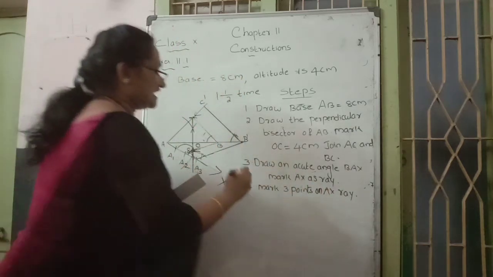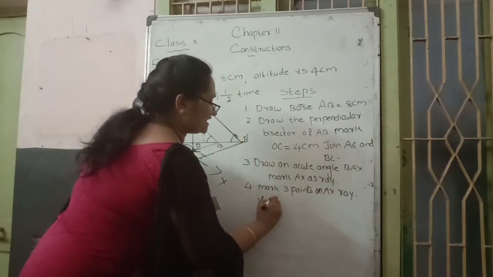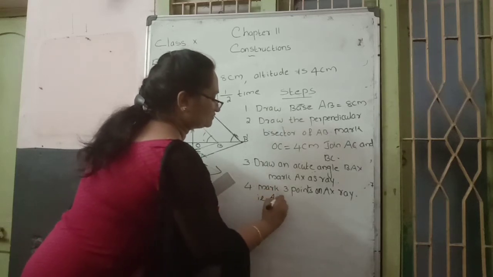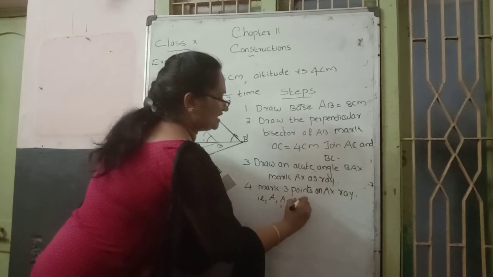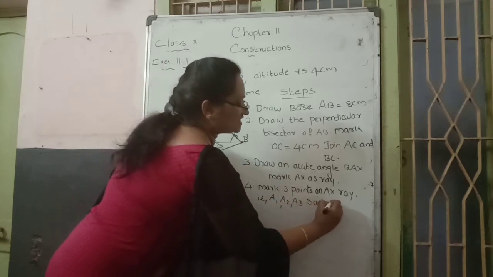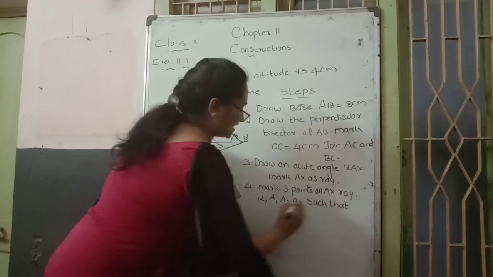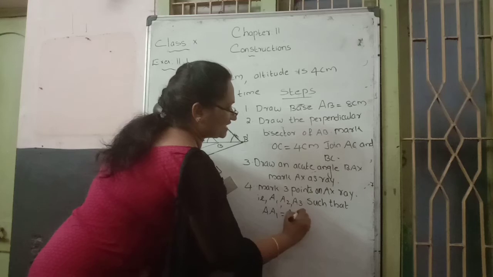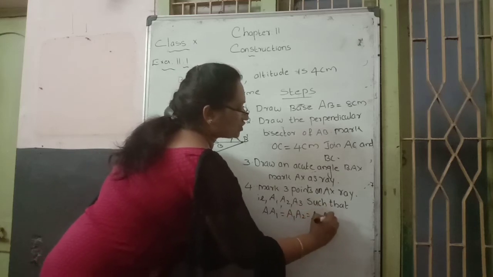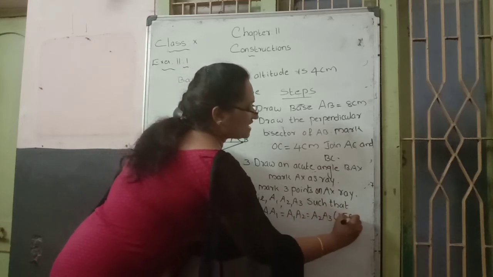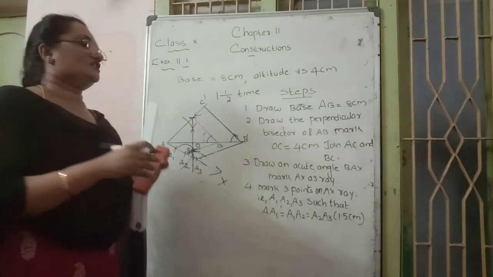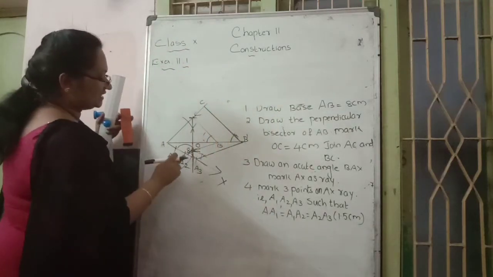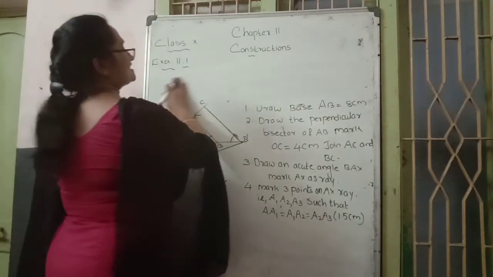On the AX ray, in which way are we marking them? Here mark them as A1, A2, A3, such that each of them is at what distance? 1.5 distance. So A1 to A2 is equal to A2 to A3. Each of them has a width of 1.5 centimeters. Next procedure, join A to B vertex.